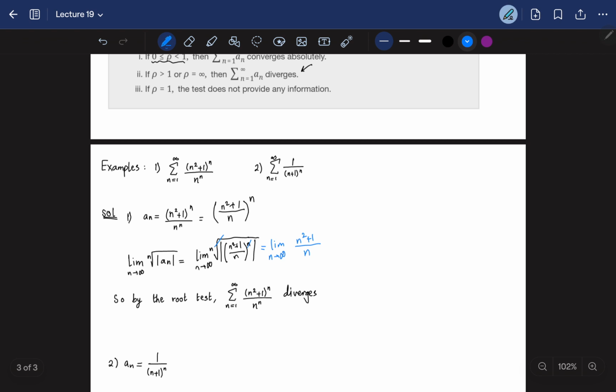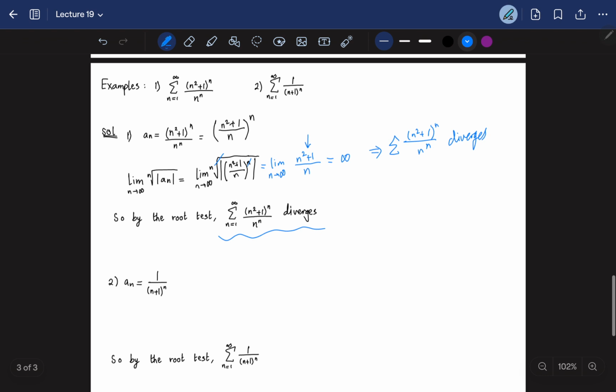Now if you apply L'Hopital's, you'll see that the degree in the numerator is bigger than the denominator, so this is infinity, which means by the root test our series diverges. Oh, it's already here. So yeah, the series diverges.